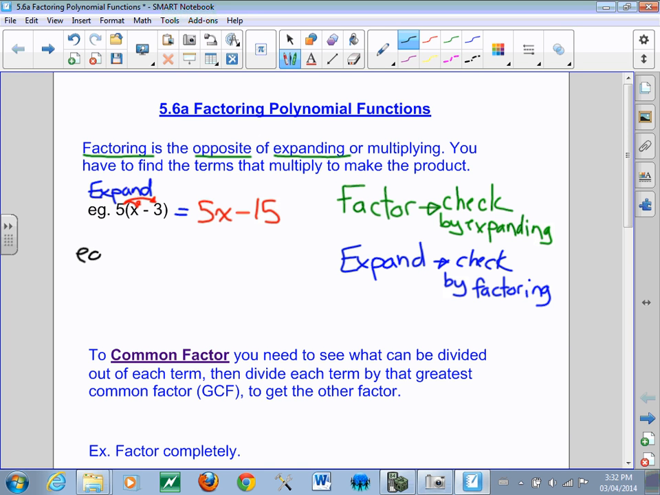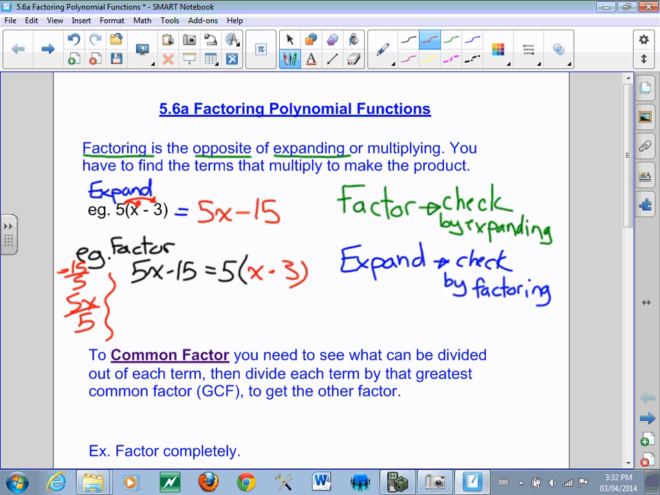So if I gave you another example and said factor 5x minus 15, you would say, hey, what's common in both 5x and negative 15? 5 can be factored out. Whatever's left over becomes the other factor. If I divide the first term, 5x, by 5, I'm left with just x. And if I take my second term, negative 15, and divide by 5, I'm left with negative 3. So these are what we call our factors.